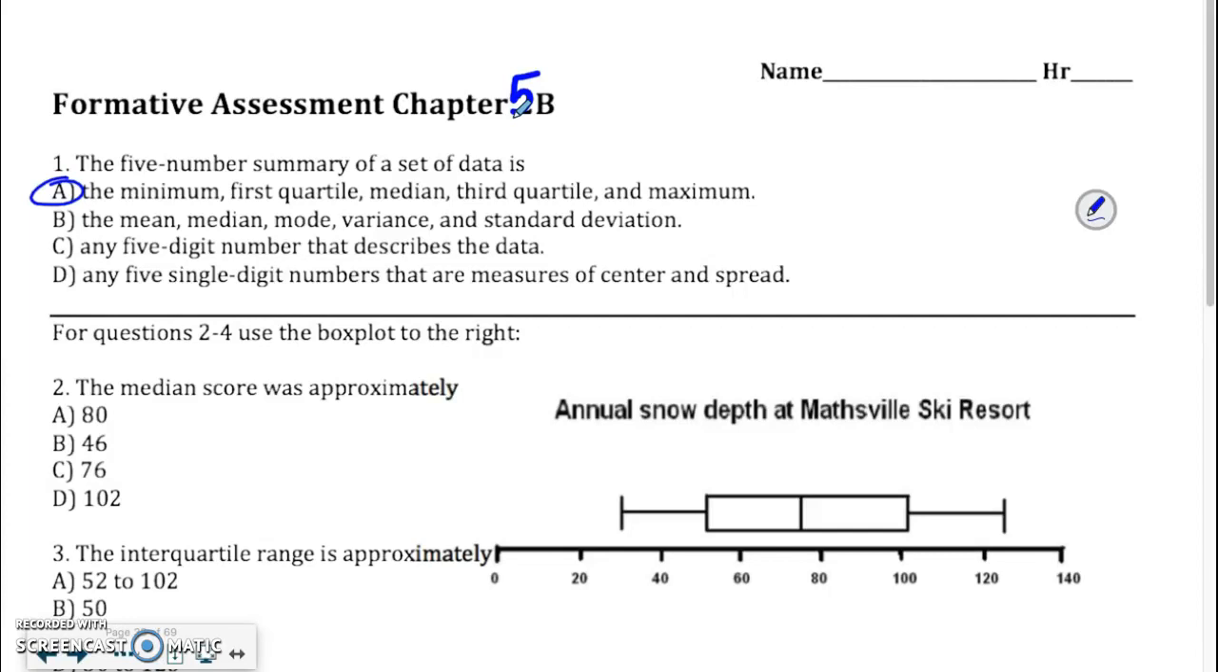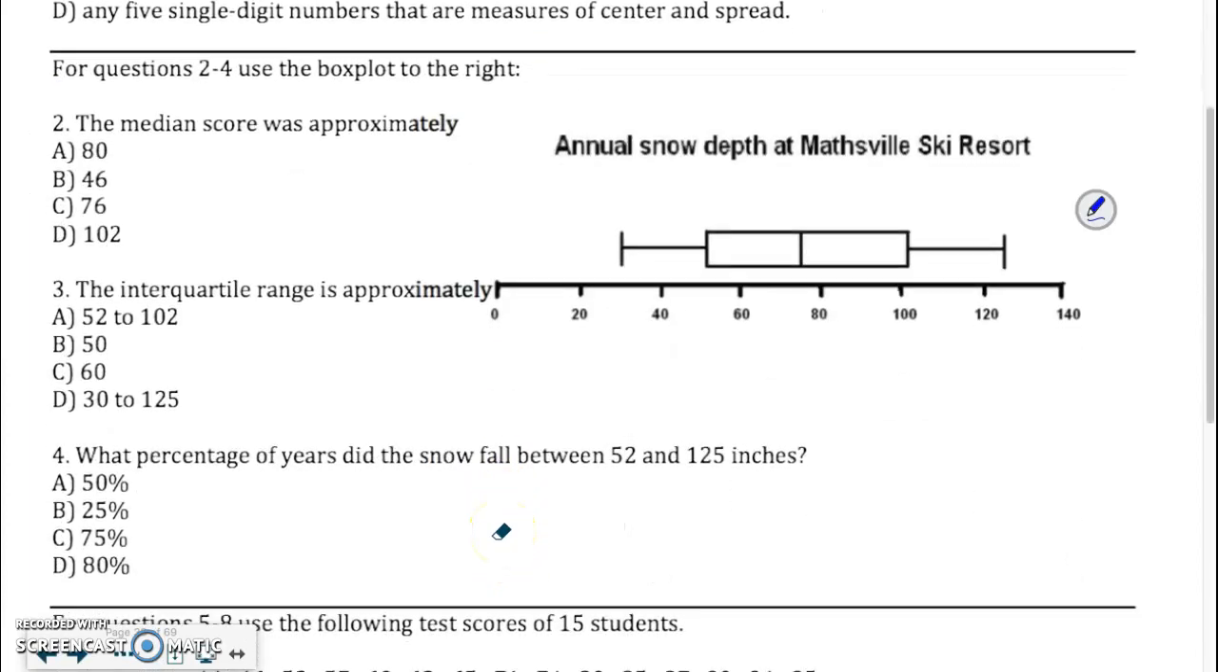Okay, questions 2 through 4 say use the box plot to the right, and it's showing annual snow depth at Mathsville Ski Resort. So when you look at a box plot like this, the median score is the middle line of your box. So looking at that, it looks to me like 76 is your median. That would be answer C.